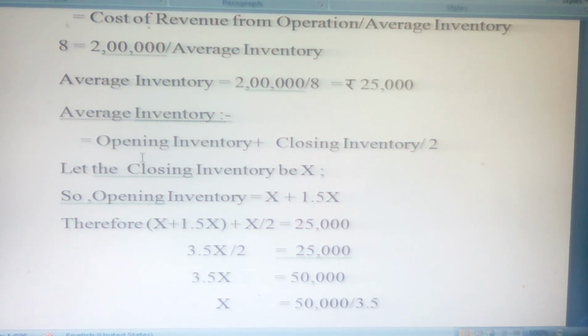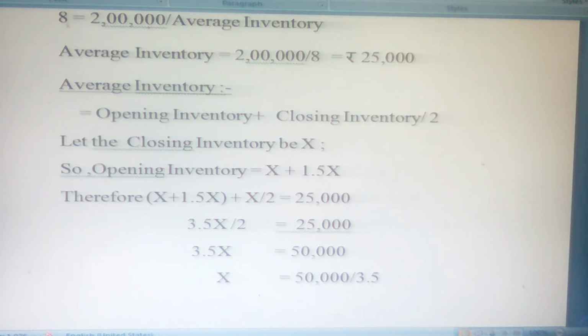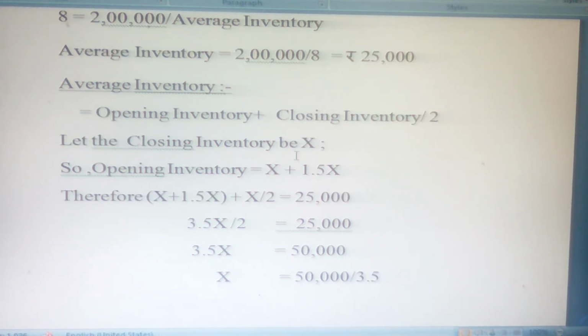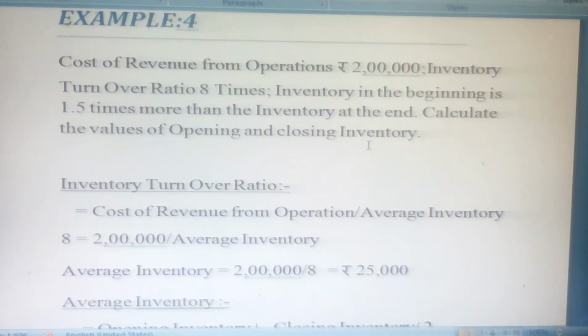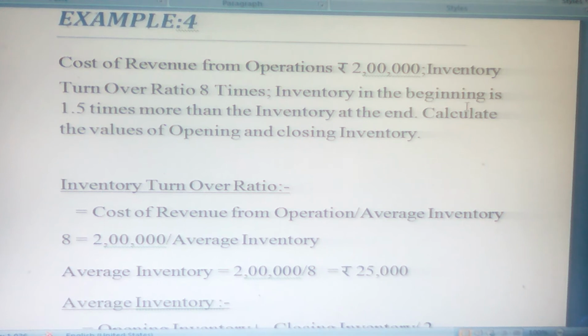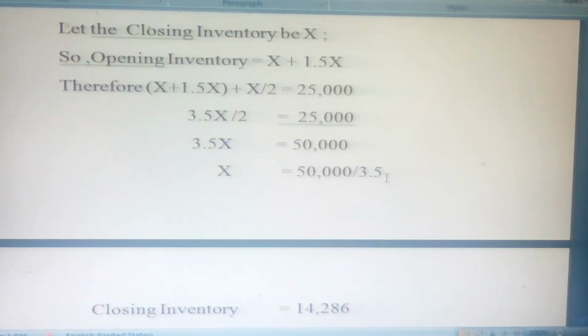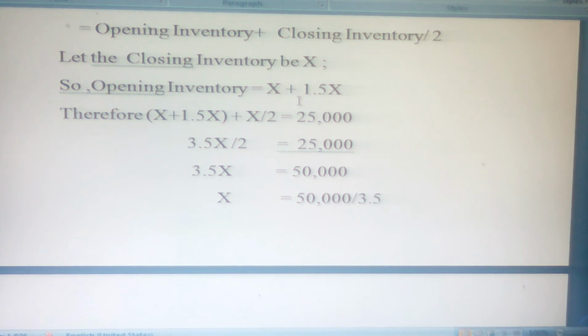So what is the formula for average inventory? Opening inventory plus closing inventory divided by 2. Now we will consider closing inventory to be X. Then what is the opening inventory? X plus 1.5X. Together, X is closing inventory. What is the opening inventory? X plus 1.5X. That's what the problem gave: inventory in the beginning is 1.5 times more than the inventory at the end. So whatever X is for closing, plus 1.5X extra, that's the opening inventory.